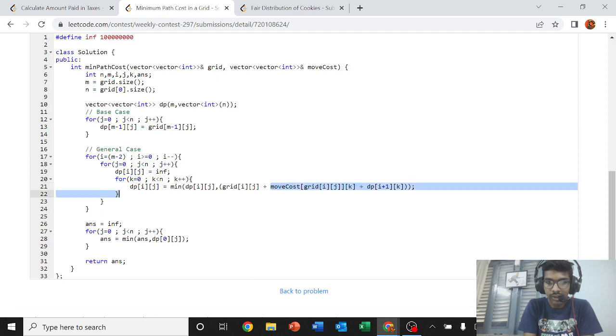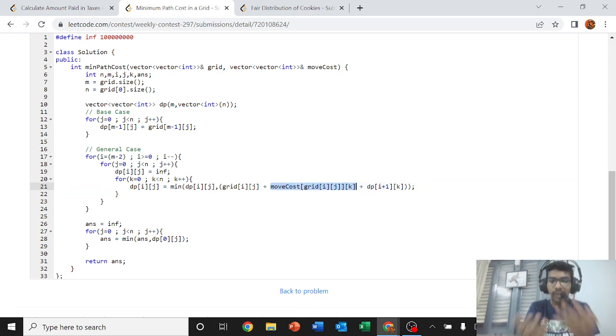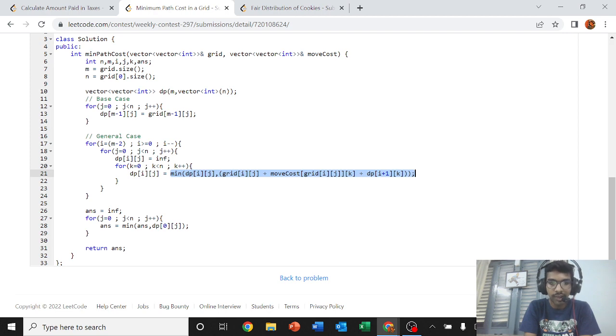And then since we are calculating it in the bottom up way, the rest of the part is taken care of by the pre-computed DP values itself, and over all the options we take the minimum. So yes, this is how the solution works. I hope it made sense.